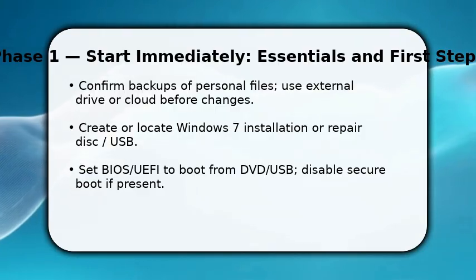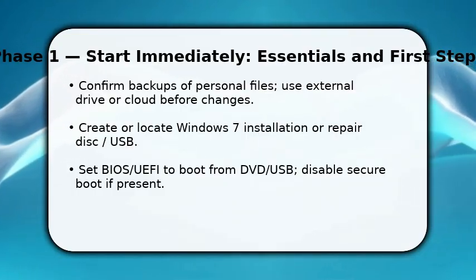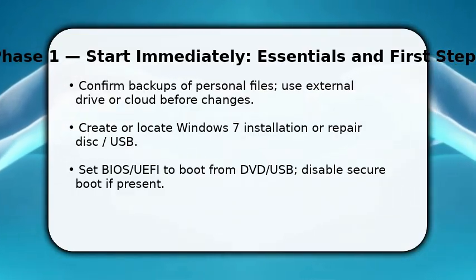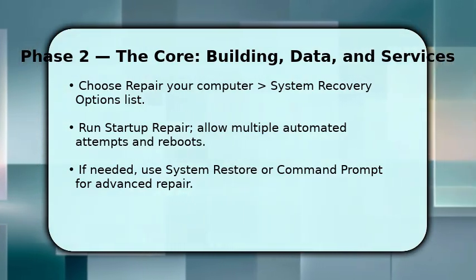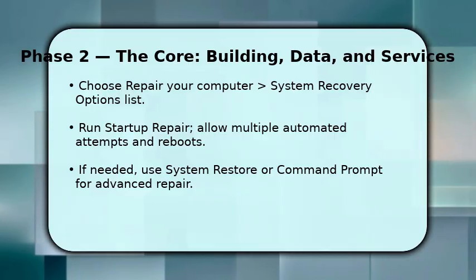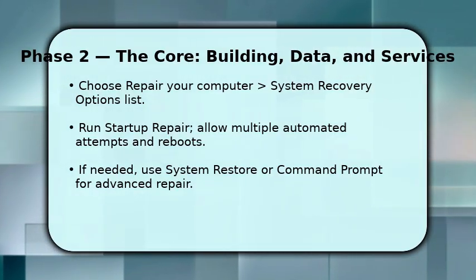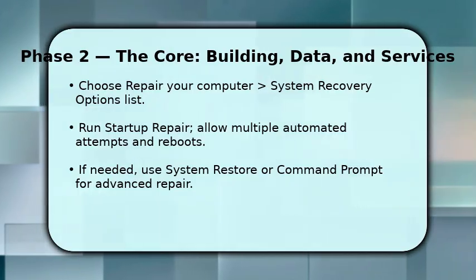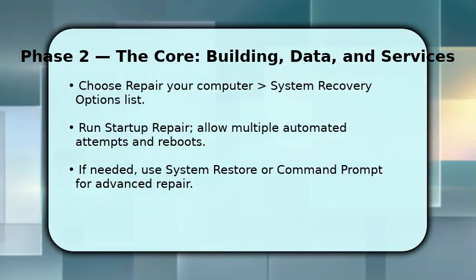This step loads system recovery options, so you can access automated and manual recovery tools. You'll now run the automated tools to fix common startup problems. From System Recovery Options, choose Startup Repair first. It scans for boot configuration errors and attempts fixes, and it may restart several times. Let it run. If Startup Repair fails, try System Restore to roll back recent faulty updates.